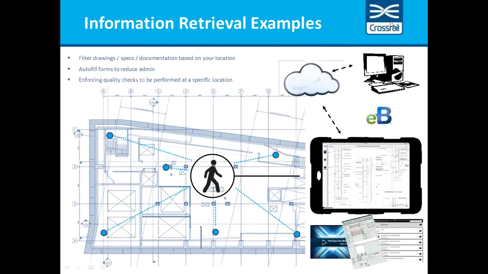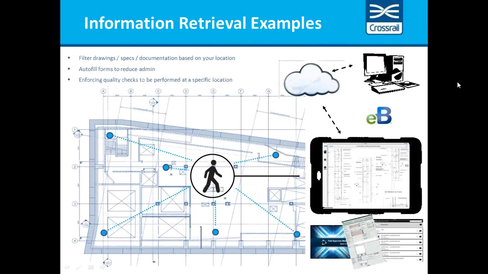So another example we're looking at is information retrieval. We can filter and provide information. This is again my contextually aware example, where I can present information to you from the main data sources that is applicable to your location and to who you are.